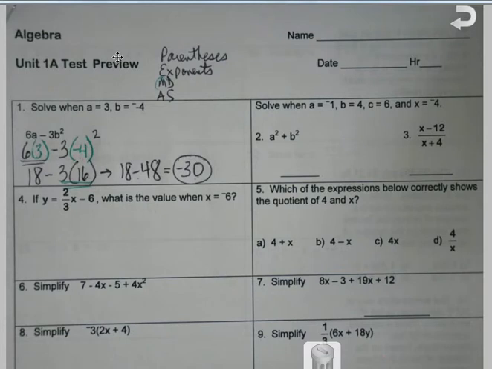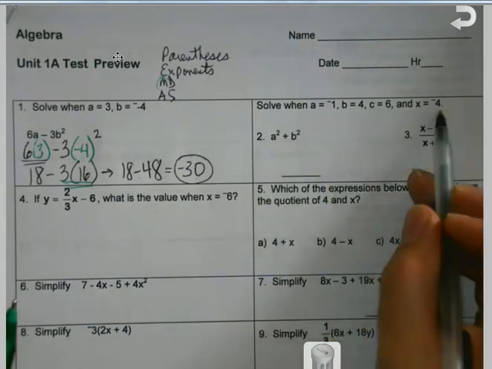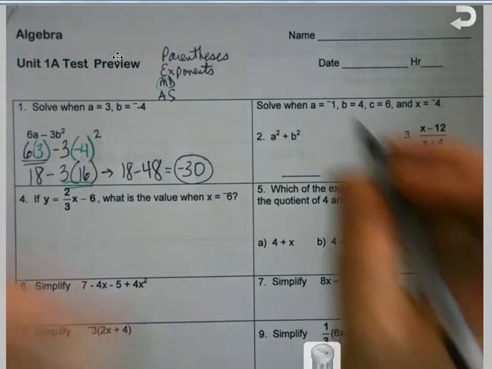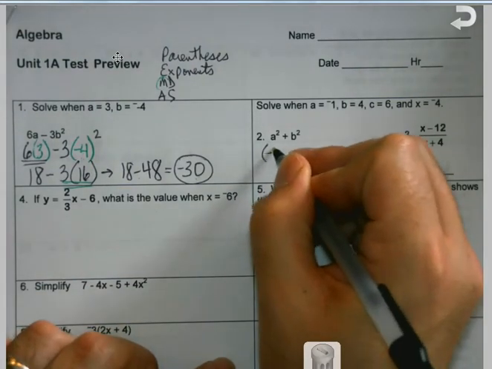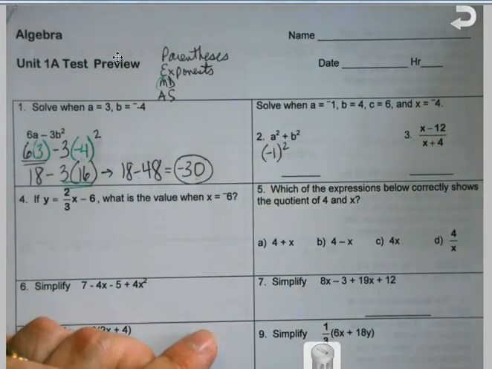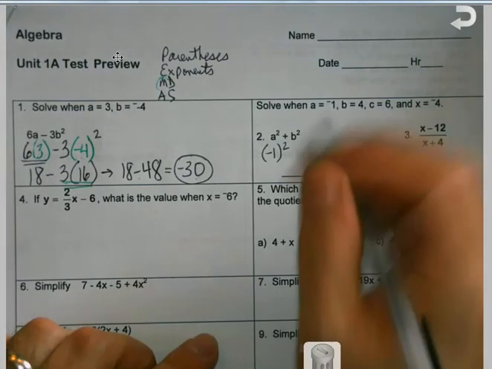Same type of thing going on in number 2, except, again, different values for our variables. But when I plug them in, I want to make sure the parentheses are there.